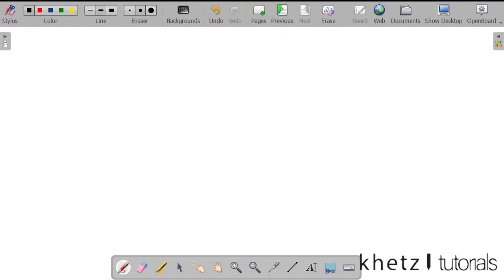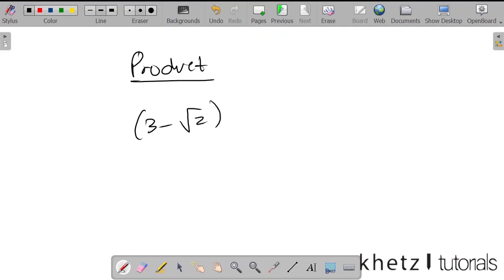So let's say, for example, you're asked to find the product, or you're asked to multiply two brackets, right? So here's how you do it. You say 3 multiplied by 3, which is 9. You'd say negative square root of 2 multiplied by square root of 2, which should give you negative 2. Negative square root of 2 multiplied by 3 should give you negative 3 square root of 2. Then negative square root of 2 multiplied by that should give you negative 2.